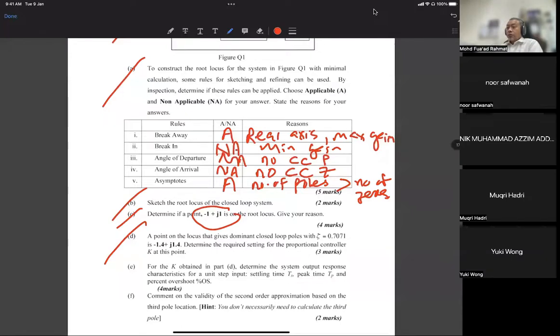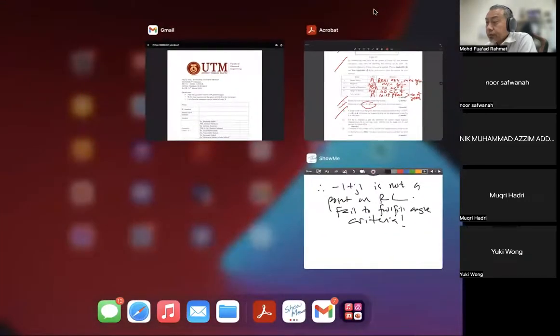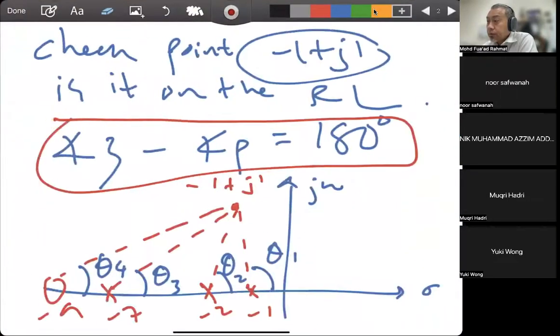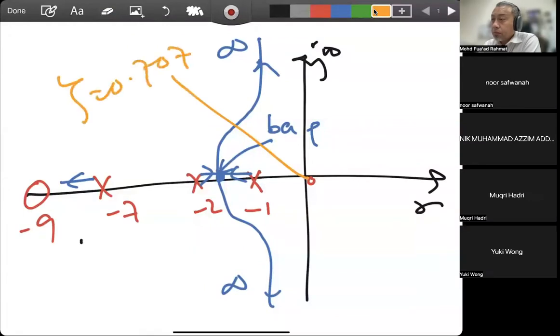The point on the locus that gives a dominant closed loop pole with zeta 0.7071 is -4 plus J11. Determine the required setting for the P controller. So calculate the gain value. So this is the dominant pole given in the question.